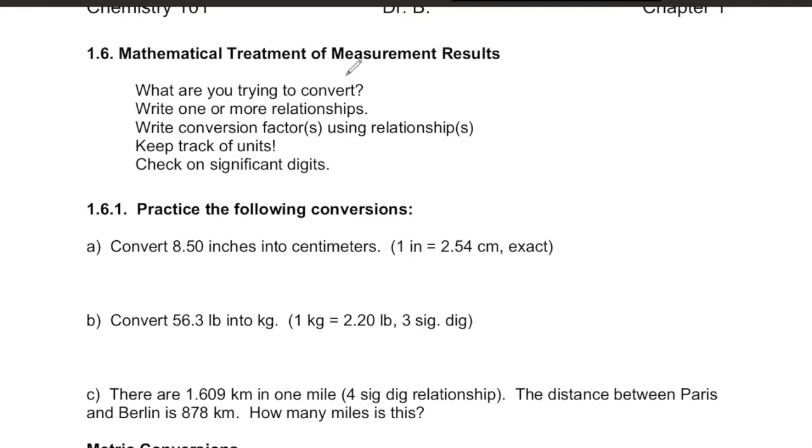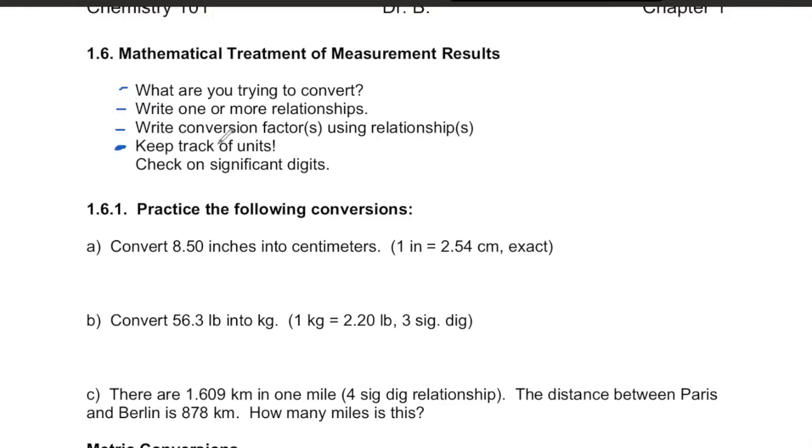So the steps are to look at what you're trying to convert, come up with the relationships that you know. How are these things related that you can convert from one thing to the other? For every relationship you have, you can write two possible conversion factors. So you can write both of them and then choose which one you need.